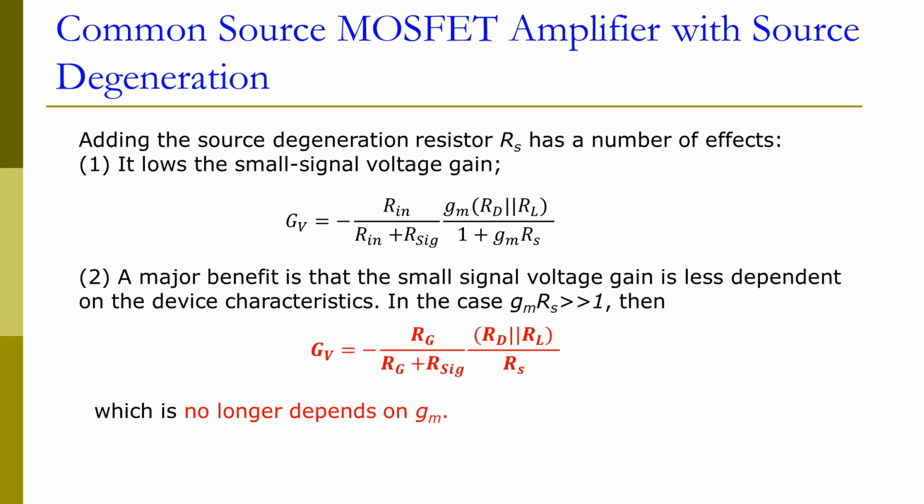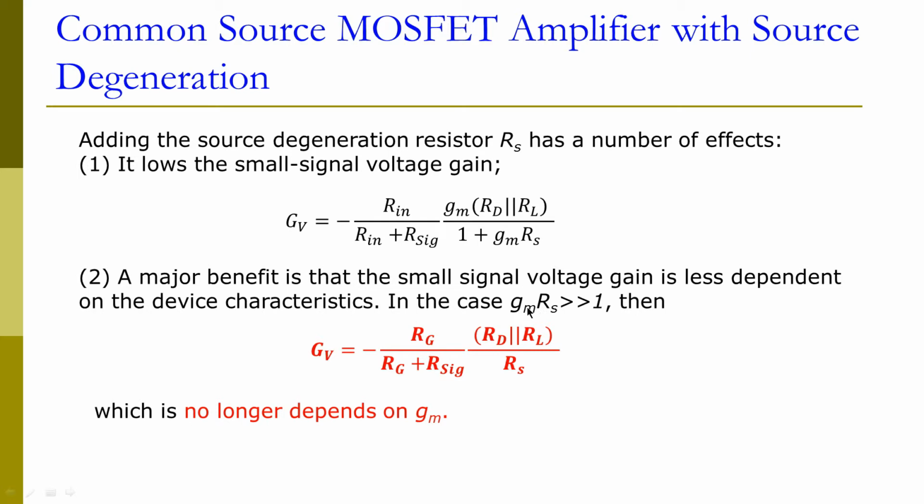Now this can be easily seen from the gain formula here, because we have this denominator now that is bigger than 1. Originally, we don't have this denominator. Now we have this denominator, which means this is bigger than 1. It will reduce our overall gain. Now, even though the gain is reduced, we still have some benefit. The major benefit is that the small signal voltage gain becomes less dependent on the device characteristics.